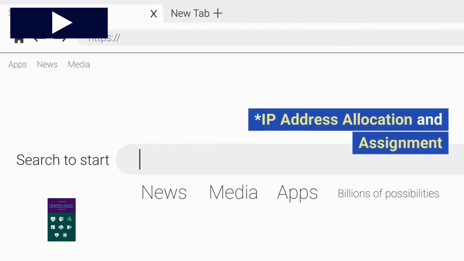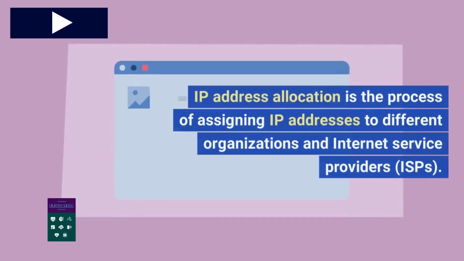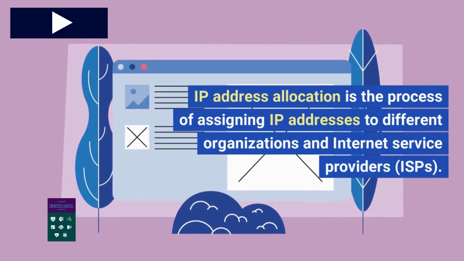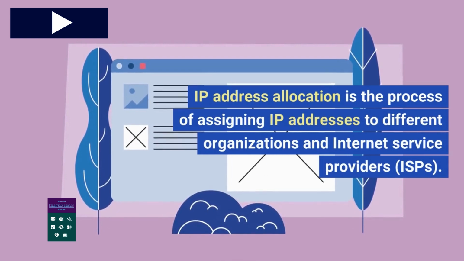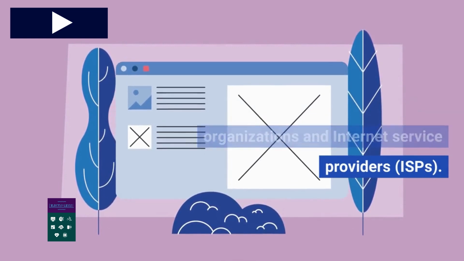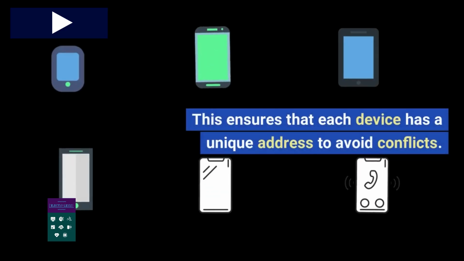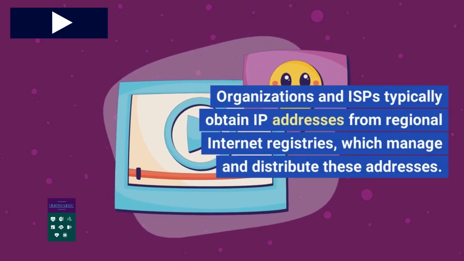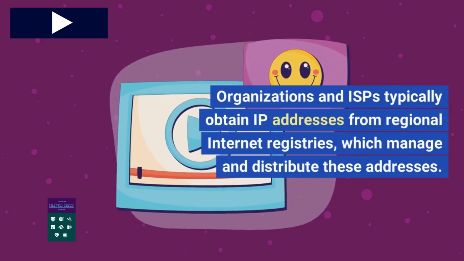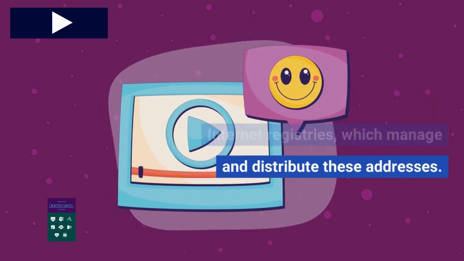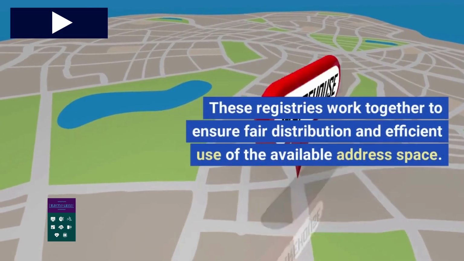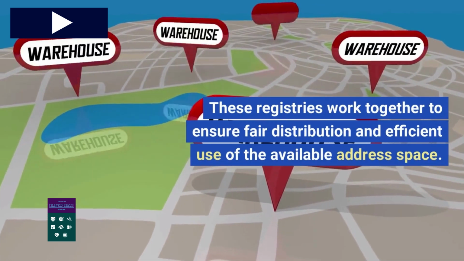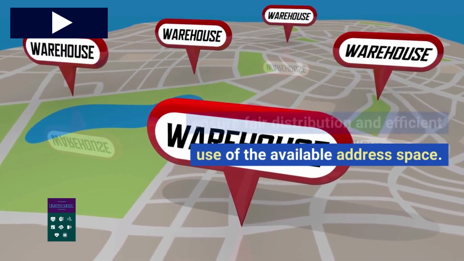IP address allocation and assignment. IP address allocation is the process of assigning IP addresses to different organizations and Internet service providers, ISPs. This ensures that each device has a unique address to avoid conflicts. Organizations and ISPs typically obtain IP addresses from regional Internet registries, which manage and distribute these addresses. These registries work together to ensure fair distribution and efficient use of the available address space.